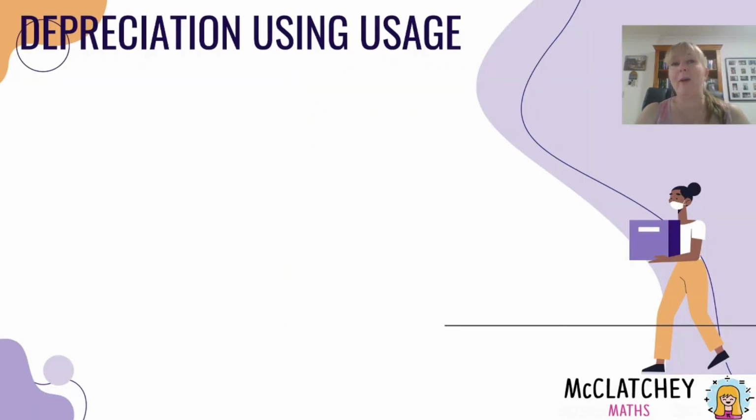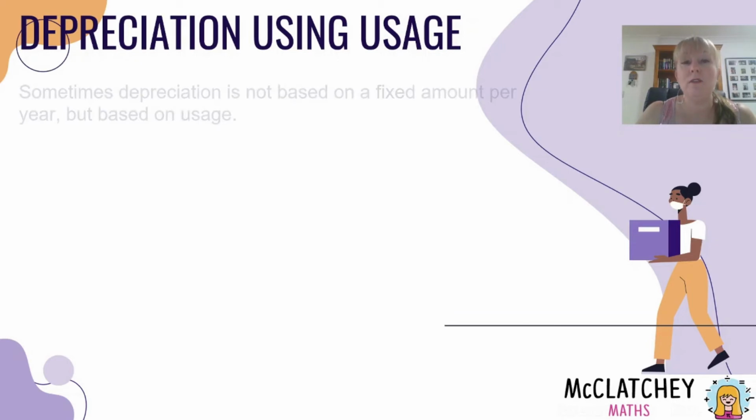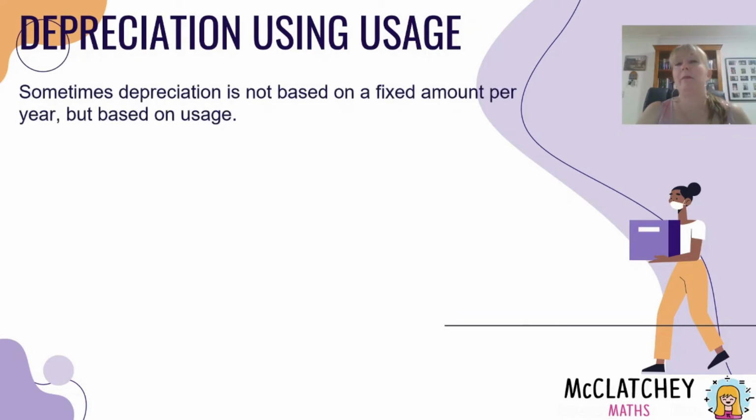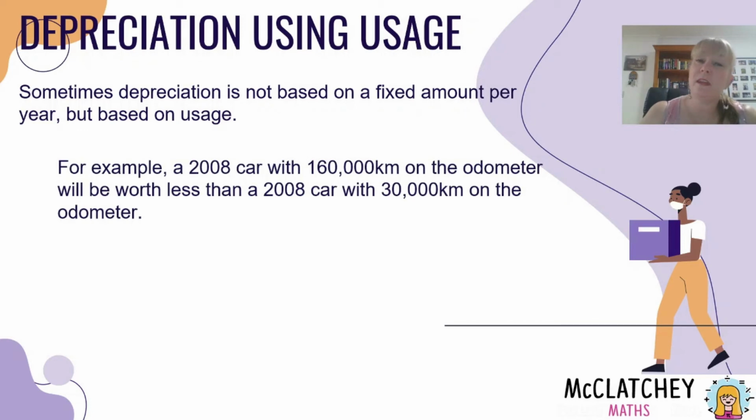Let's talk a little bit now about depreciation involving usage. In all of the examples before, we saw a fixed amount being taken off the value of the asset at the end of every year. But some companies decide not to go by years, but rather by usage. So instead of it being a fixed amount per year, it'll be, for example, on the number of kilometers a car may have been driven.